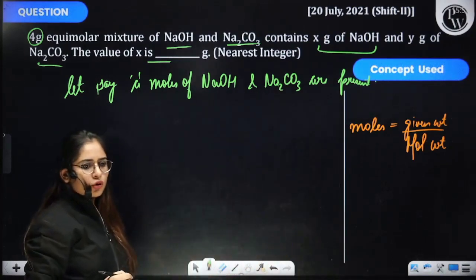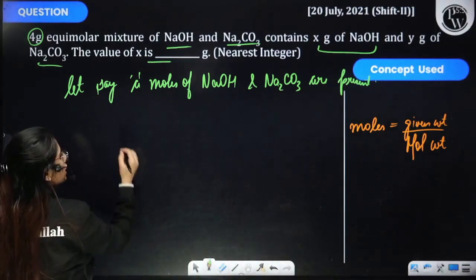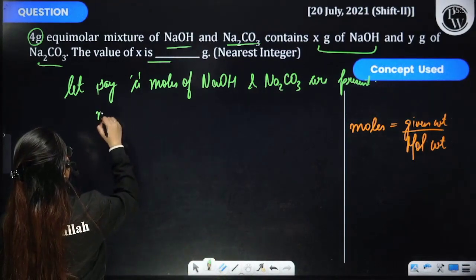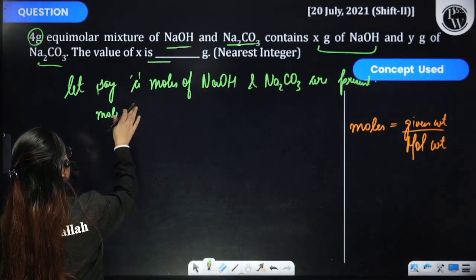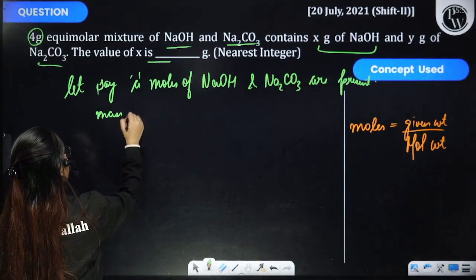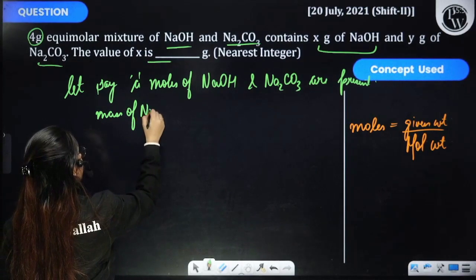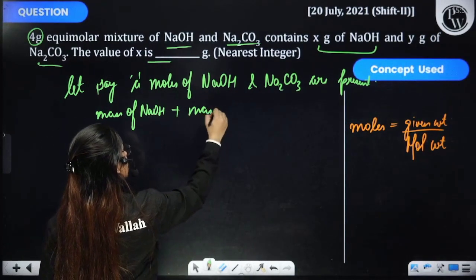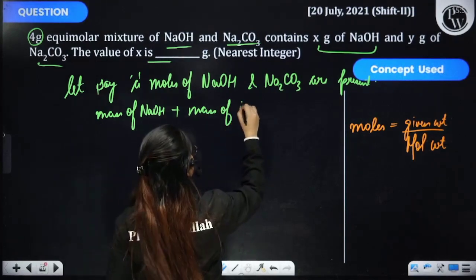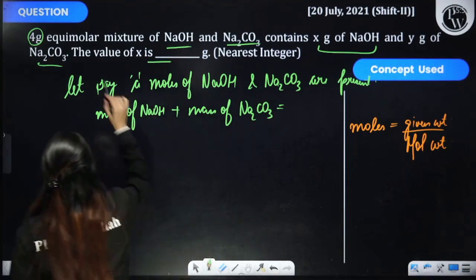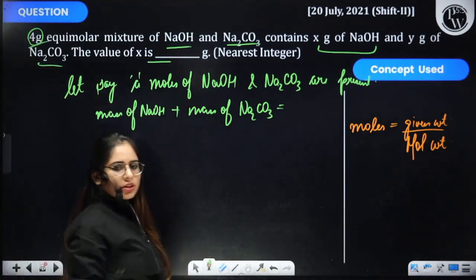And so moles is equal to given weight upon molecular weight, so it will be mass of NaOH plus mass of Na2CO3, and that is equal to 4 grams. It is mentioned in the question.